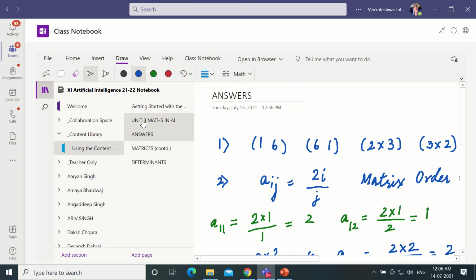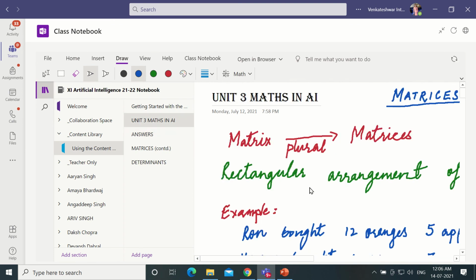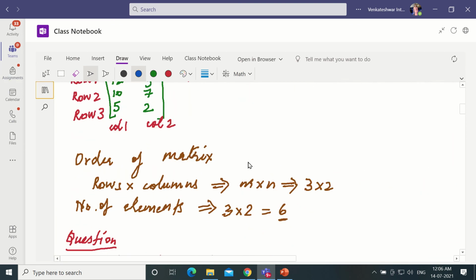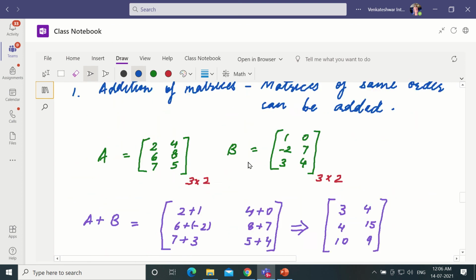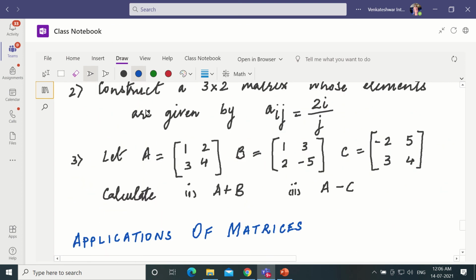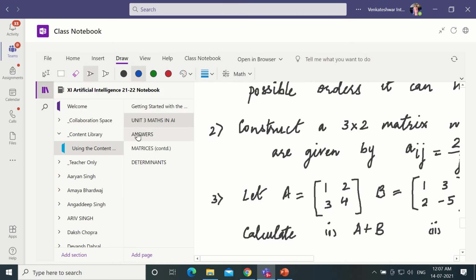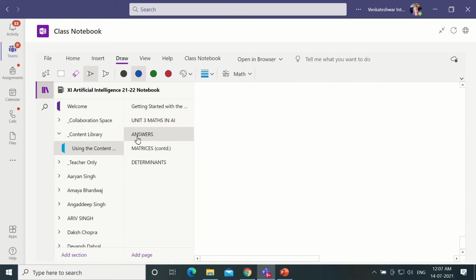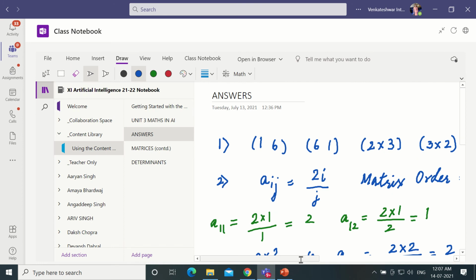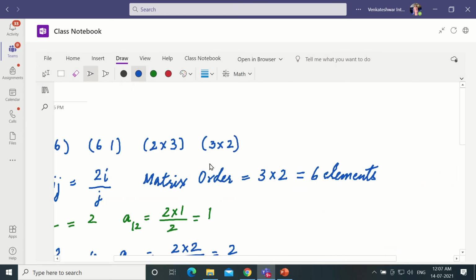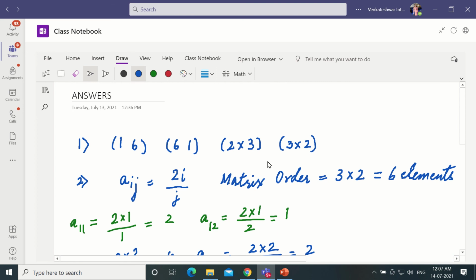Now the next question talks about how you can construct a matrix from a given condition. So here I have: construct a 3 by 2 matrix whose elements are given by the condition Aij is equal to 2i divided by j. So how do you construct this matrix? We already know that we have to construct a 3 by 2 matrix. So that means the number of rows should be 3 and the number of columns should be 2, and the number of elements of course is 6. So we have that in mind. Now let us start the construction.